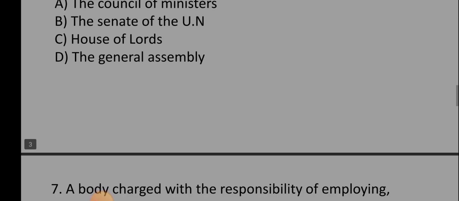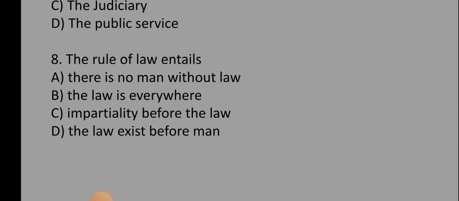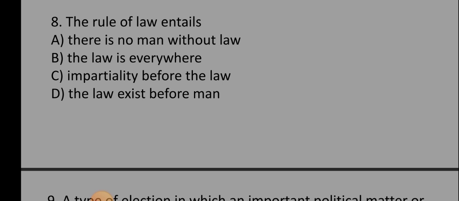Number 7: a body charged with the responsibility of employing, promoting, dismissing and disciplining civil servants is dash. The public service, option D. I'm rushing because we don't have time, so I'm just making sure I put out all of these things here for you guys to see, so you have your own time to go through them. Number 8: the rule of law entails impartiality before the law, which is option C.